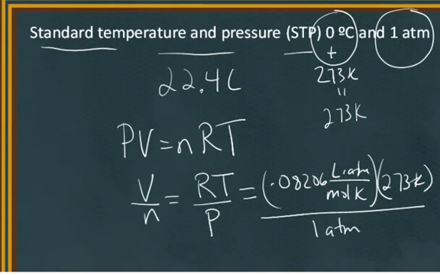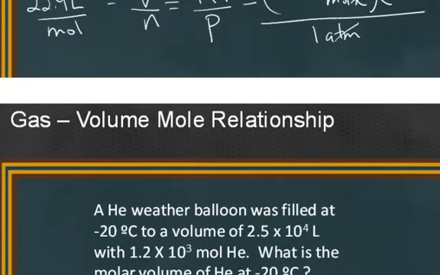The units cancel, leaving us with liters per mole, and the value is 22.4 liters per mole. This is an important number because anytime you have 1 mole of a gas, you know at these conditions it's going to occupy 22.4 liters.